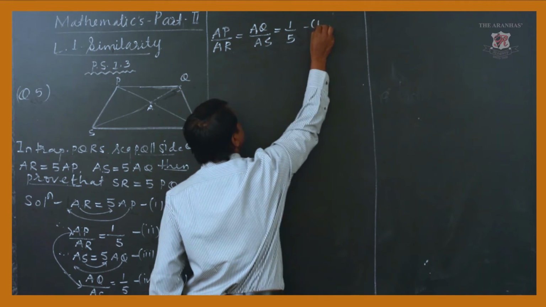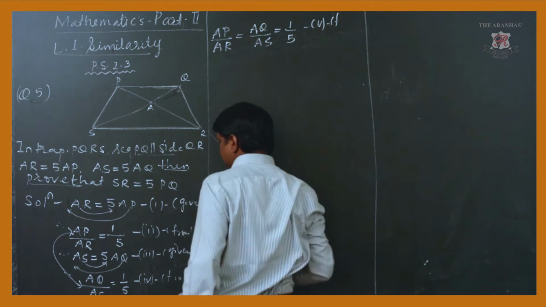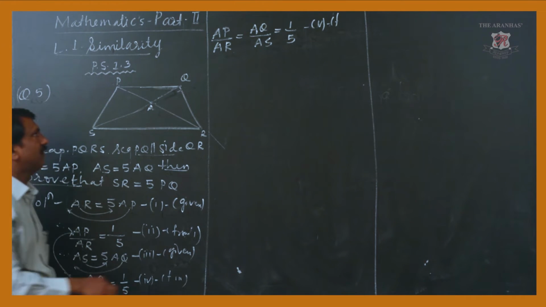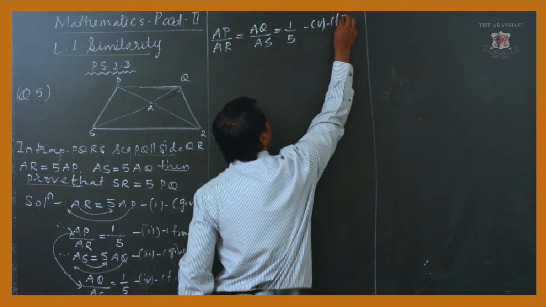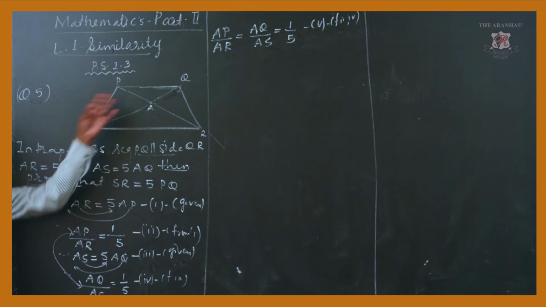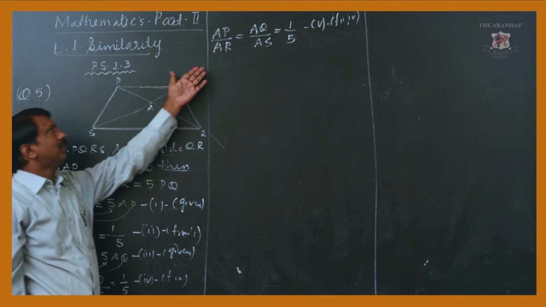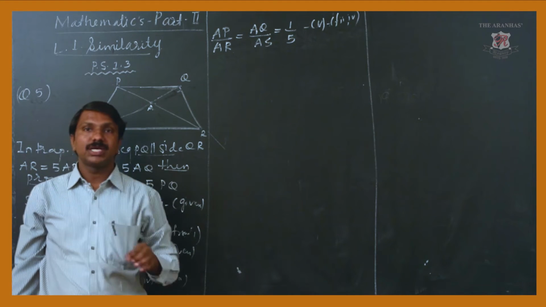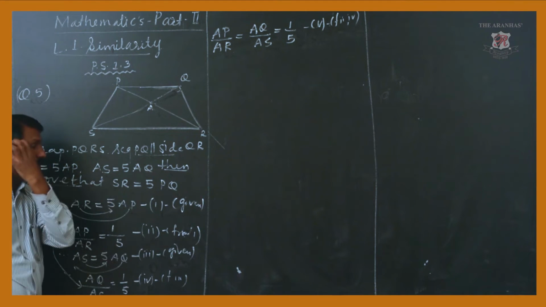Here we will write this as the fifth one and write the reason for how we get it. We compare the ratios, this is second and here we have fourth. So we write that it is from the second and fourth ratio. From the second and fourth we come to know AP upon AR as well as AQ upon AS, these two ratios are the same, whose value is 1 upon 5.